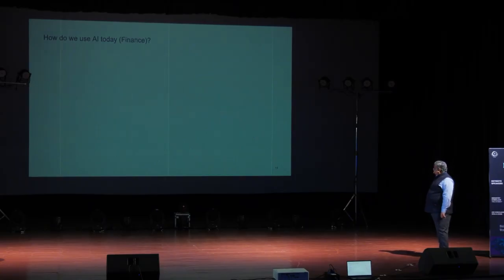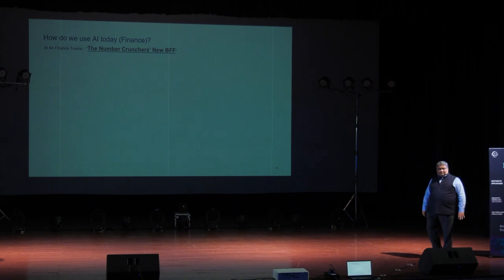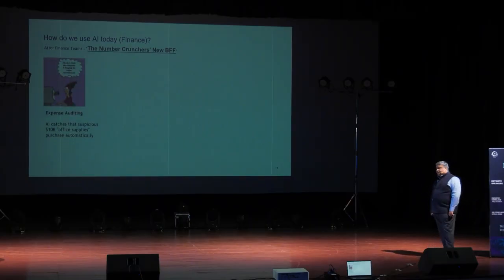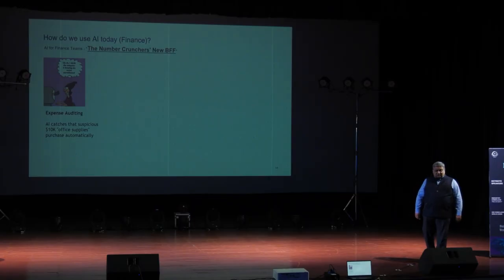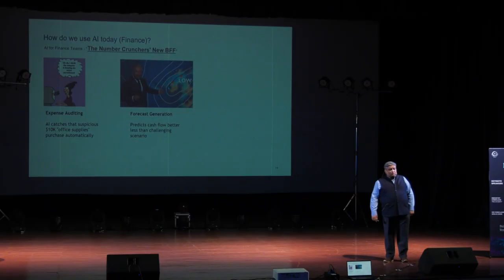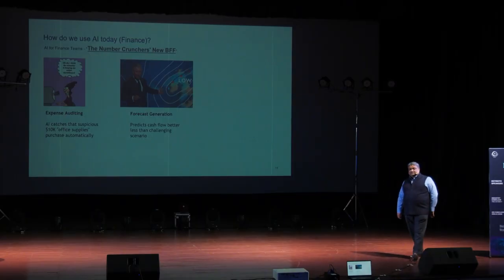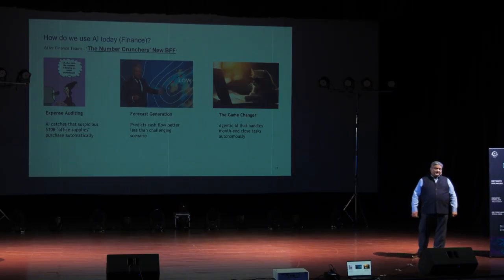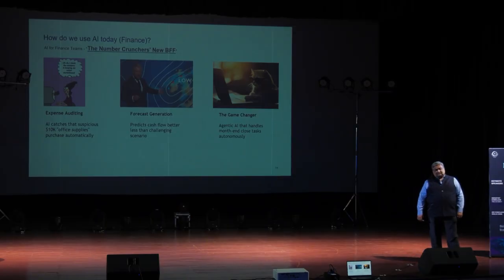Finance, the number cruncher's new best friend forever, AI, right? Why? Because finance people want fraud detection to happen using AI. It can catch any fraudulent transaction. They want forecast generation, predicting cash flow better than anybody else can, and also month-end closing using agentic AI without any human intervention.